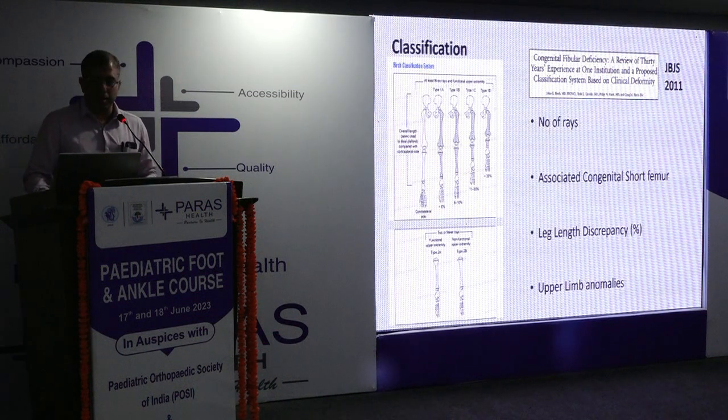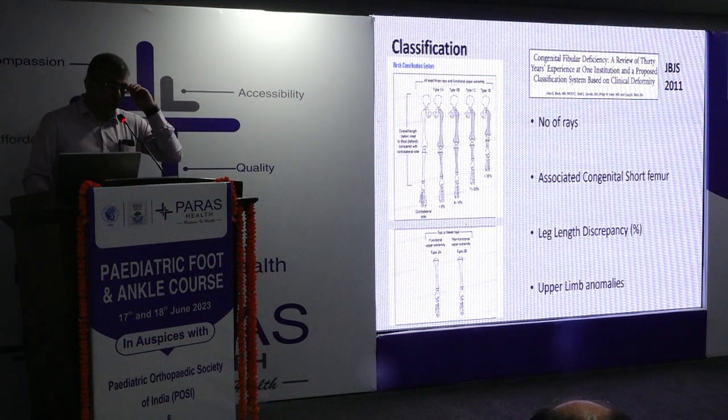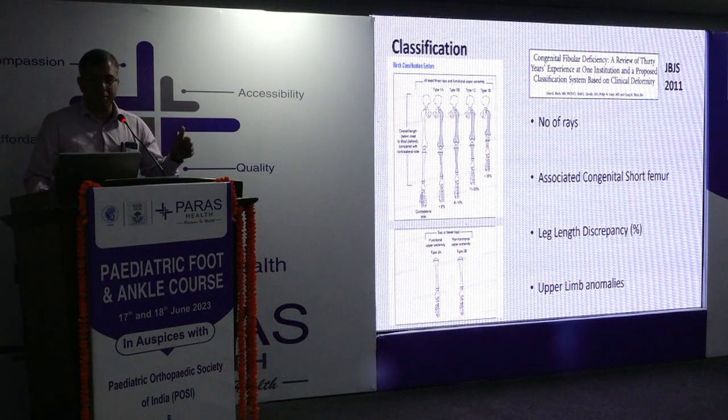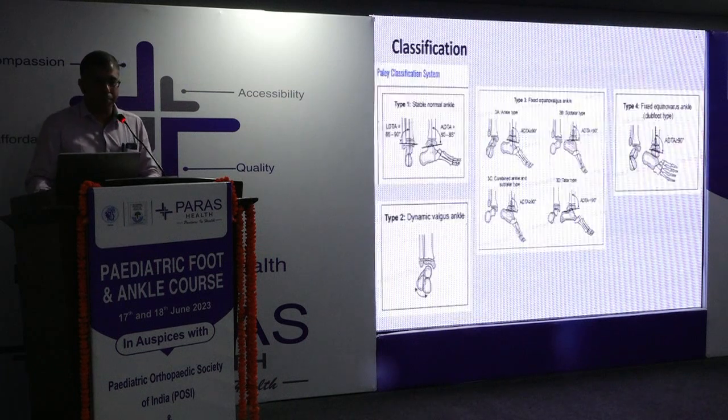There are 4 things that the Birch classification took into account. How many rays are present? Is there an associated congenital short femur? What is the leg length discrepancy, measured as a percentage of the opposite limb? And are there any associated upper limb anomalies? How the Birch classification is useful in treatment decision making, we'll come to that in just a short while.